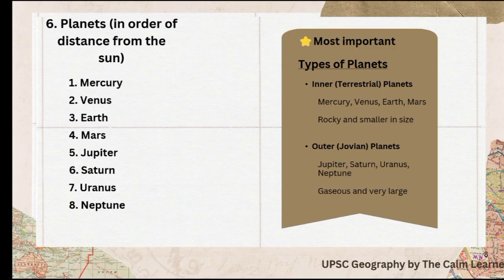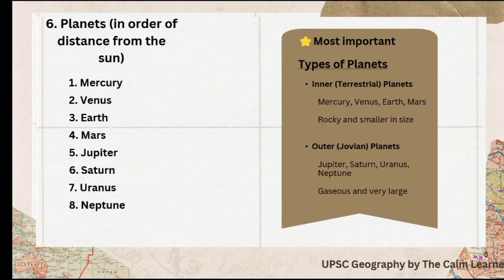Now, let us look at the planets of our solar system. There are 8 planets in the solar system in order from the sun. They are Mercury, Venus, Earth, Mars, Jupiter, Saturn, Uranus, and Neptune. Each planet is different in size, color, and composition.